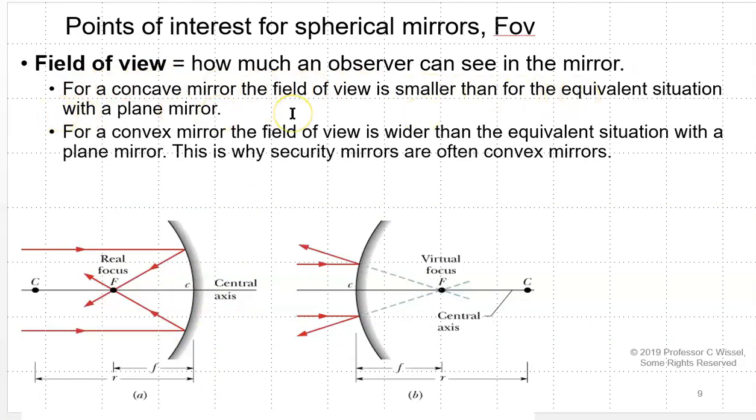For a concave mirror, the field of view is smaller than that for the equivalent situation in a plane mirror. For a convex mirror, you have a wider field of view than in the equivalent plane mirror. This is why security mirrors are convex mirrors, because it lets you look in a wider field of view than you otherwise would.